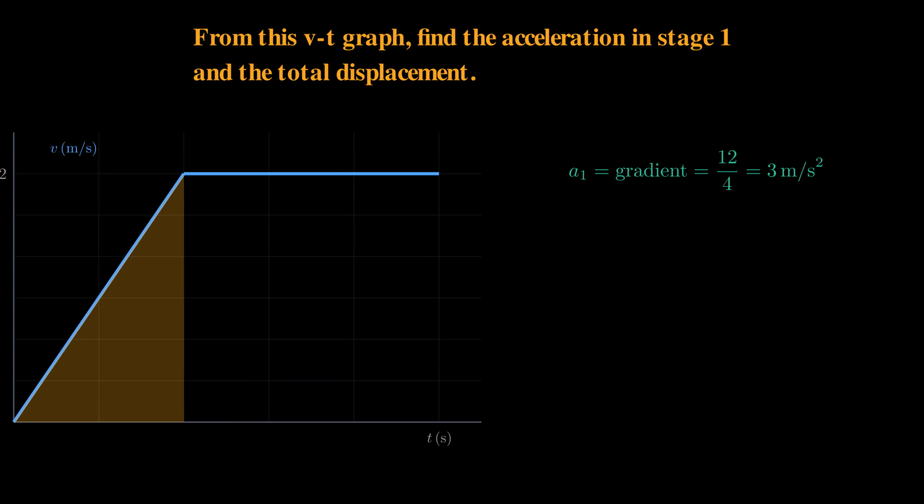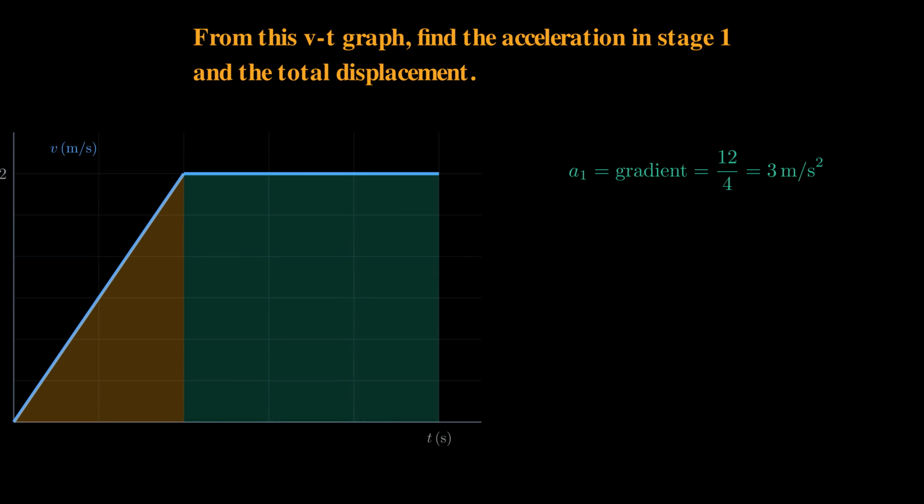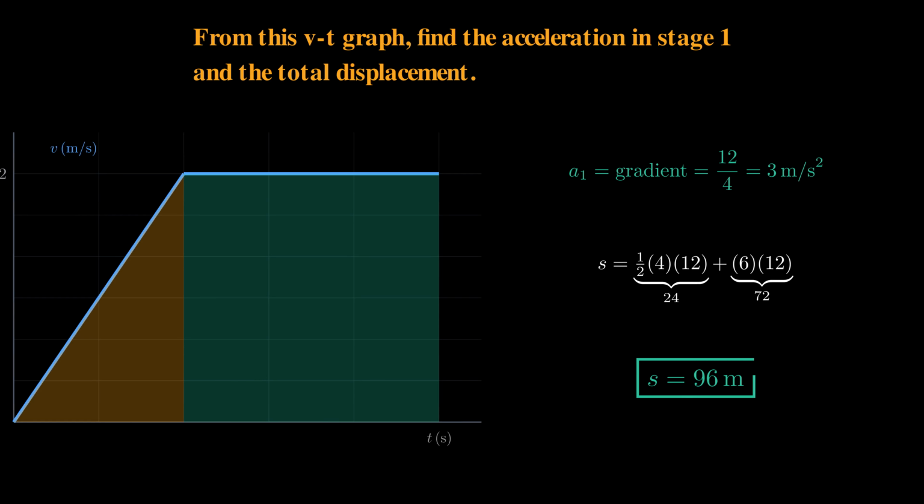Displacement is the area underneath. Split it into a triangle and a rectangle. The triangle is a half times 4 times 12, 24 meters. The rectangle is 6 times 12, 72. Add them, 96 meters in total. No equations memorized, just gradient for the rate, area for the distance.